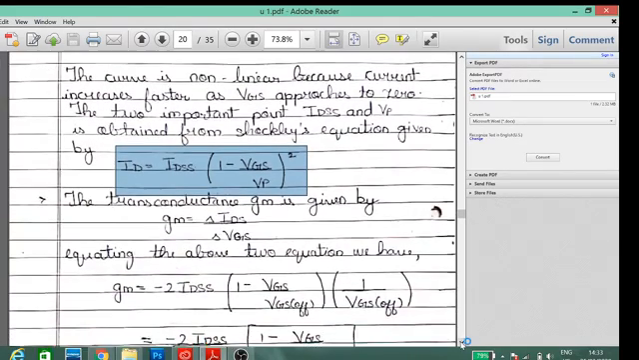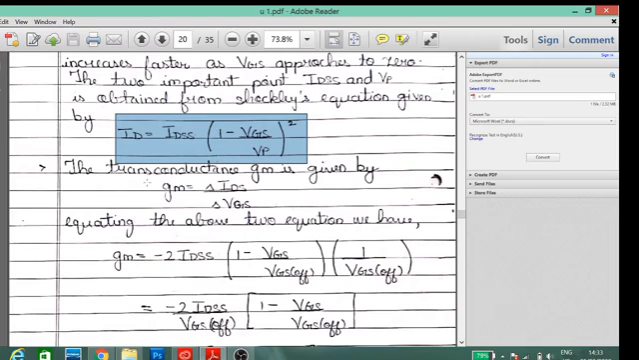Transconductance, that is gm, is defined as the change in ID divided by the change in VGS. If we differentiate the ID equation, we will get the value of gm. Therefore, gm equals the derivative of IDSS times (1 minus VGS divided by VP) the whole squared. IDSS is a constant, so we take it out.